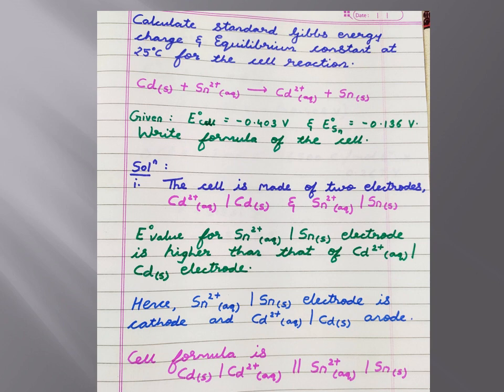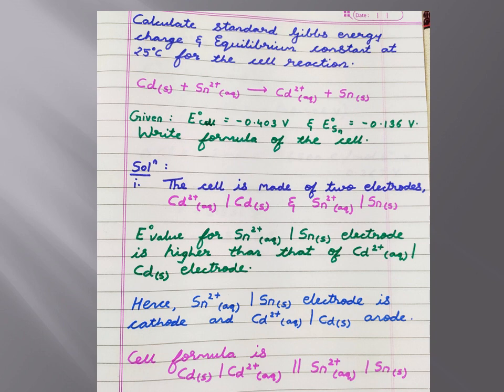So while writing the cell formula, it is represented as Cd | Cd2+ || Sn2+ | Sn. My dear students, these double vertical lines represent the salt bridge. So these two solutions of Cd and Sn are being connected by a salt bridge, and that is represented by two vertical lines. Then you can see that Cd and Cd2+, Sn and Sn2+ are again separated by a vertical line.